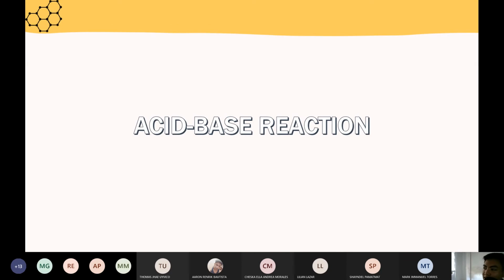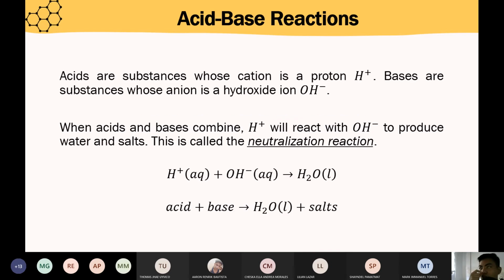Next one, let's proceed with the acid-base reaction. So, in the acid-base reaction, ano meron dito? Okay, so in acid-base reaction, ito yung sinasabi na second criteria. Yung first criteria kasi, kailangan daw, they produce insoluble product. Ang ikalawang criteria na sinabi kanina, they can neutralize each other.